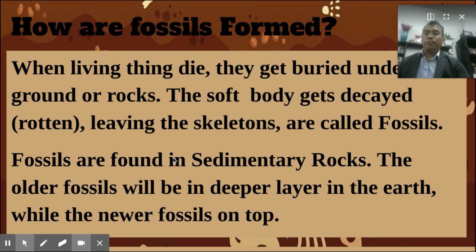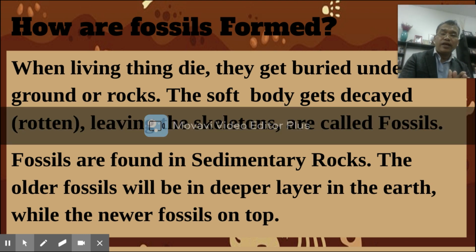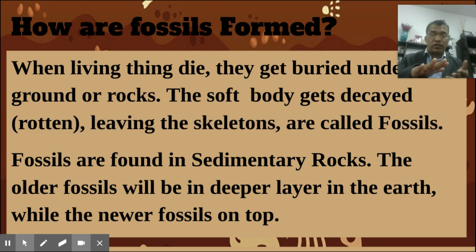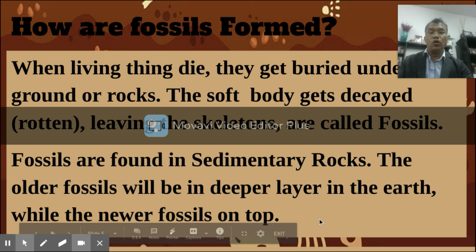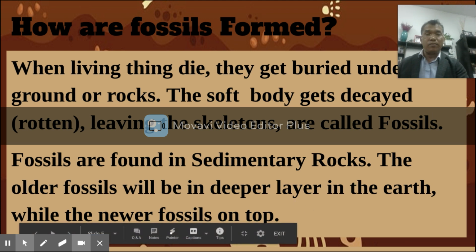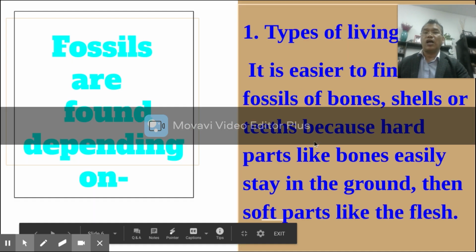Now, fossils are found in sedimentary rocks. Remember the three types of rocks? The igneous, sedimentary, and metamorphic rocks. The sedimentary rocks are those with sediments piling one after another. As they pile on, the animals or plants get buried there, and that forms into a fossil. So the older fossils will be in the deeper layers, right? And the new ones will be at the top.